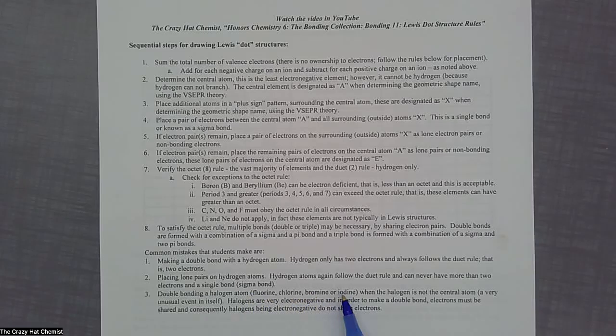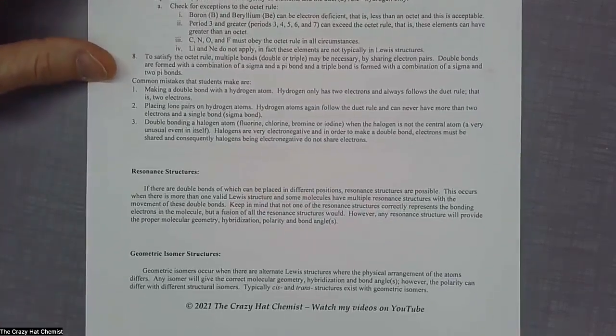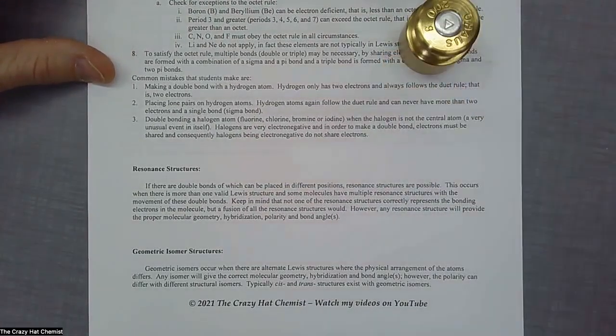Fluorine, chlorine, bromine, or iodine, when the halogen is not the central atom, a very unusual event in and of itself. Halogens are very electronegative, and in order to make a double bond, electrons must be shared, and consequently, halogens, being electronegative, do not share electrons. And then I'm going to add 2 more things here at the end.